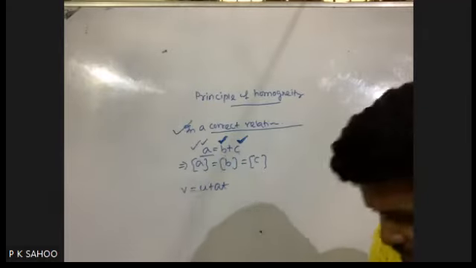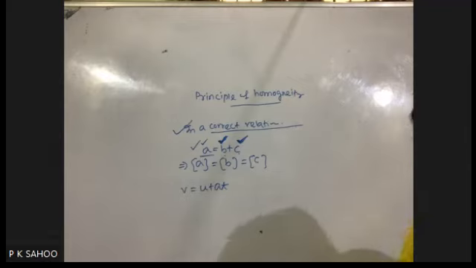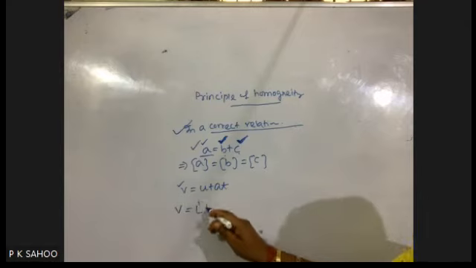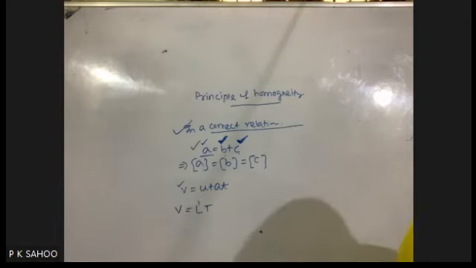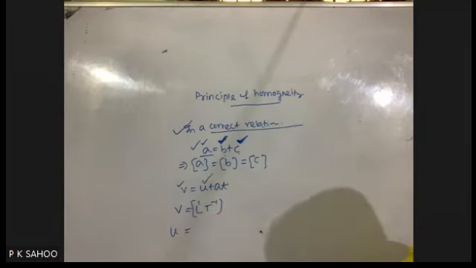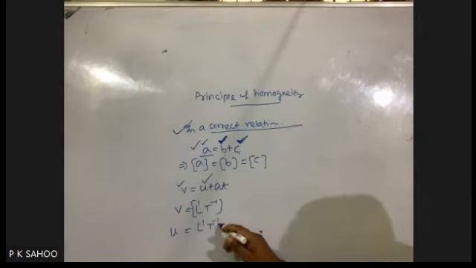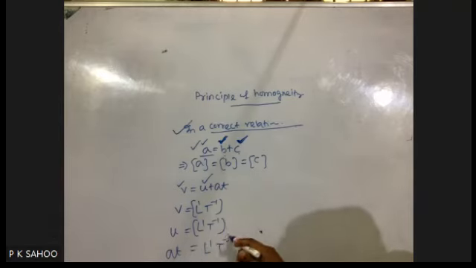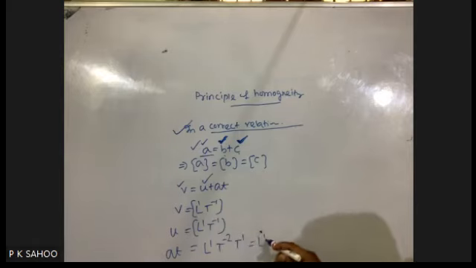How many terms are here? Three, sir. Three terms. So the first term v, its dimension is what? This is speed, so the dimension is L^1 T^-1. U is also velocity, initial velocity. What is the dimension? L^1 T^-1. Then at: acceleration into time. Acceleration is L^1 T^-2, and this is T^1. So at last we are getting L^1 T^-1. So also it is correct.